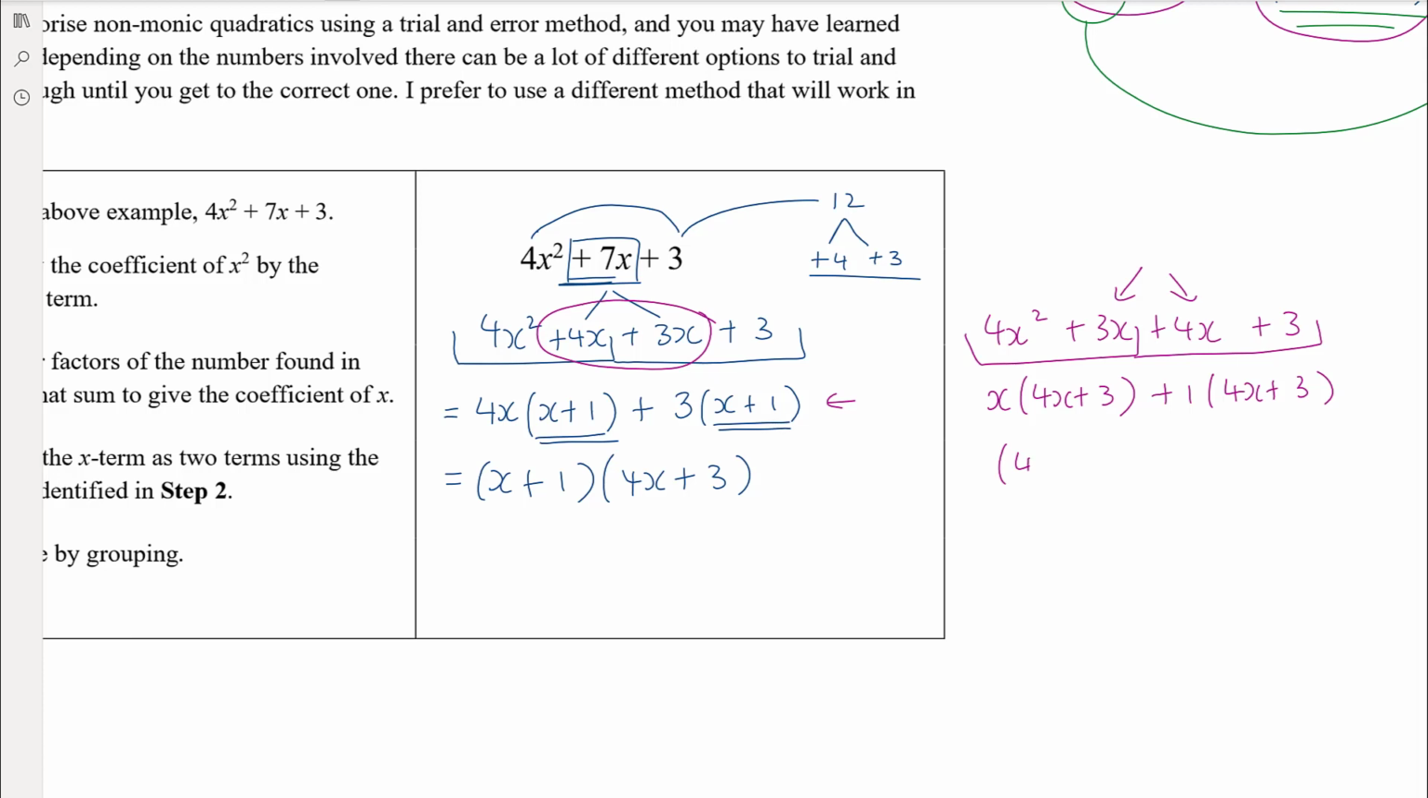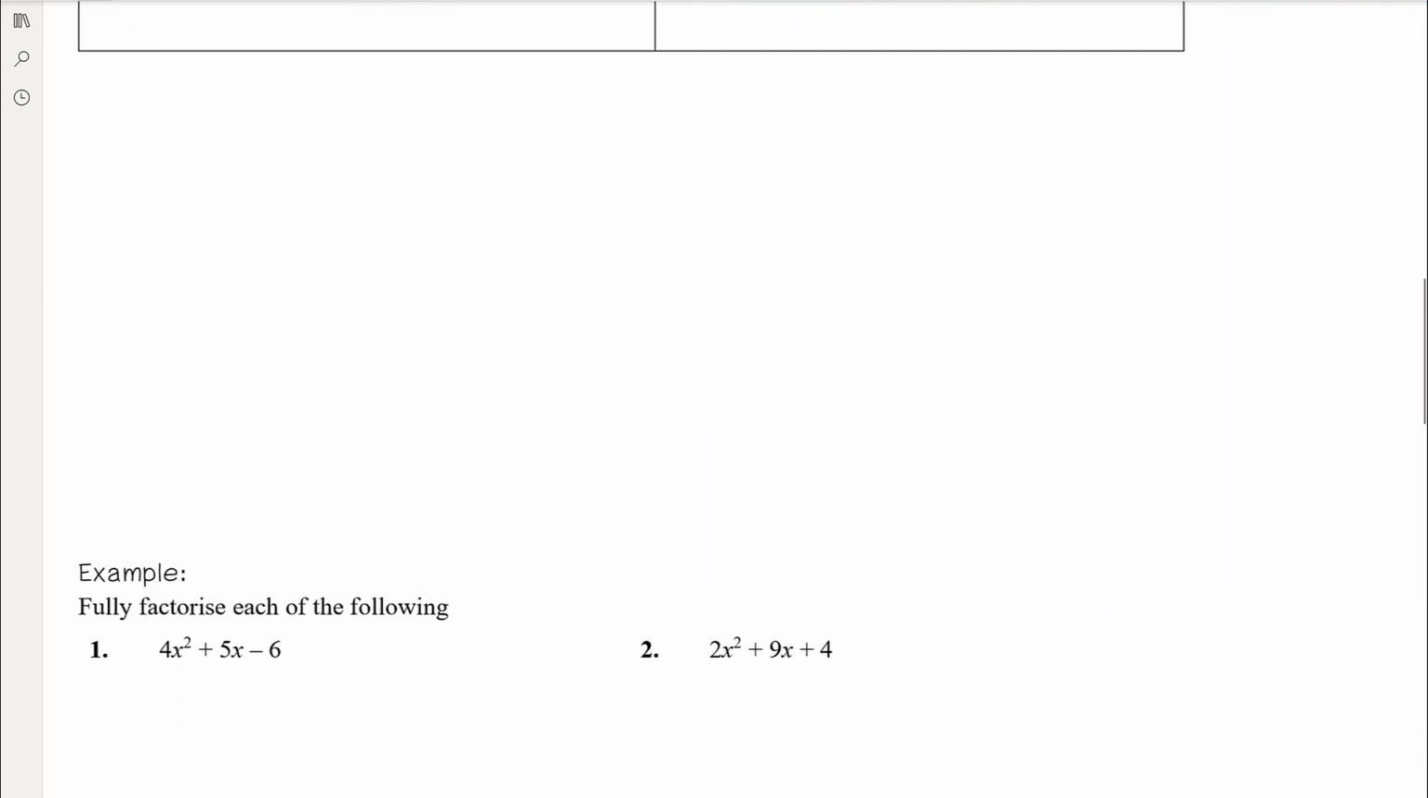And so we still get to 4x plus 3 now is the common bracket, and when we take that out, we're left with x plus 1. So you still get to the same place. It doesn't matter which order that you put your, how you break up your middle term. You need to use these factors of 12 to break up your middle term, but it doesn't matter which order you do it in.